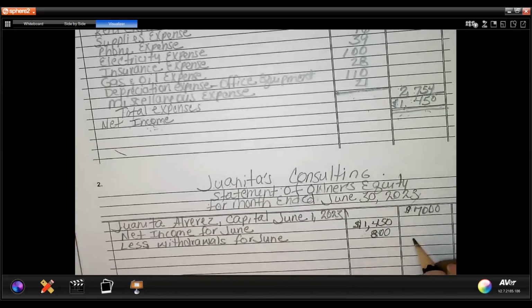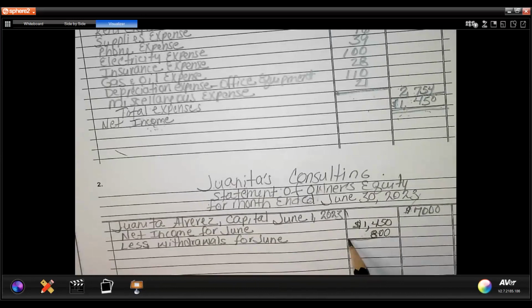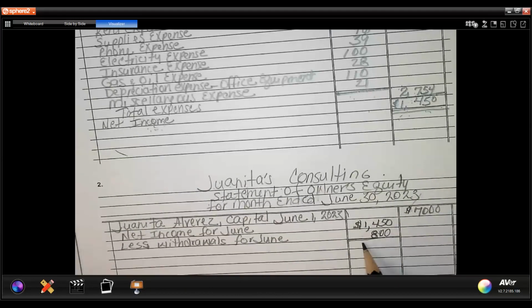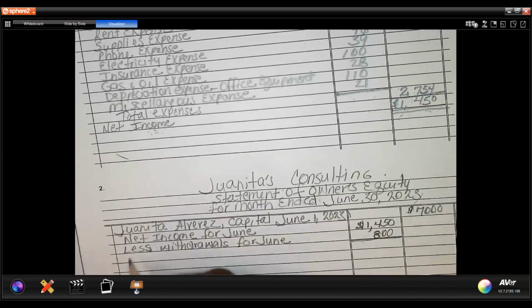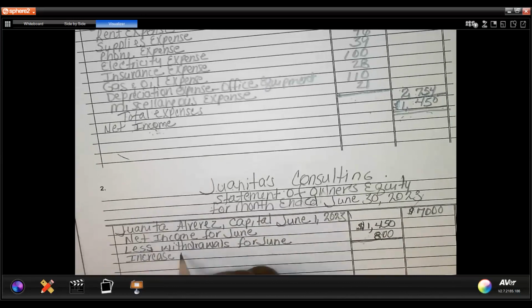Okay, so because we need to find out what our balance is for our capital account, we draw a single line, a single rule under what our net income was, and then a single rule under less withdrawals. On our next line, we're going to include our increase or decrease, in this case an increase, in capital.